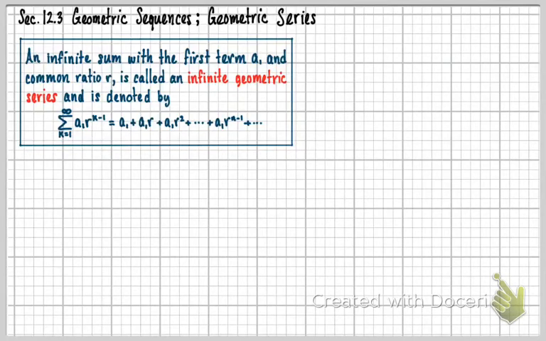Now let's talk about an infinite geometric series. The definition here says, an infinite sum with the first term a1 and a common ratio r is called an infinite series and is denoted by this sum here. So what we're going to get into now is summing some of these infinite series up and actually getting some finite numbers sometimes.